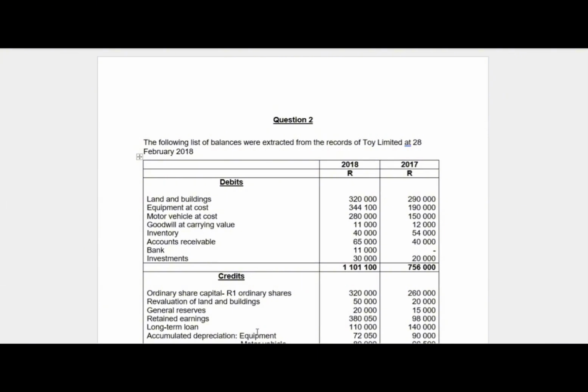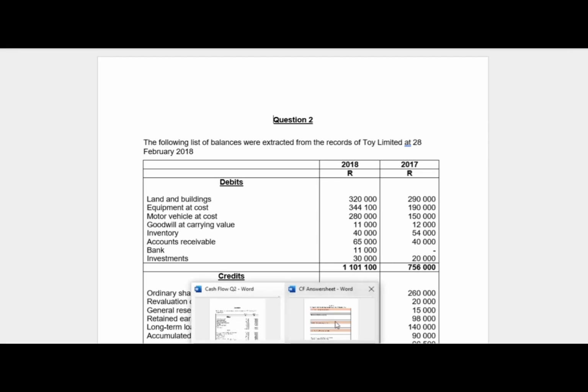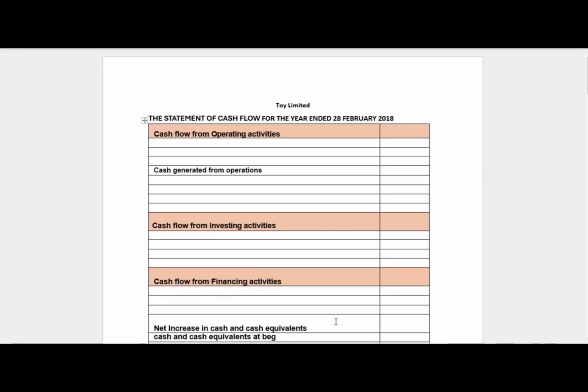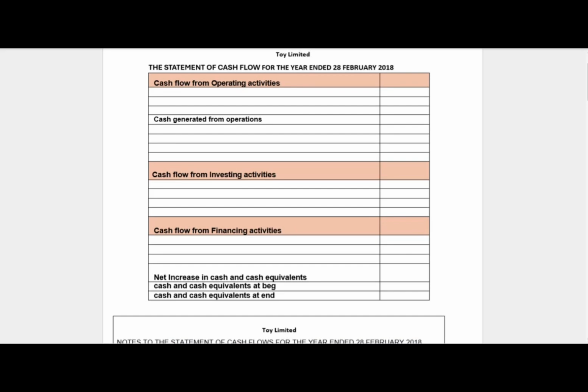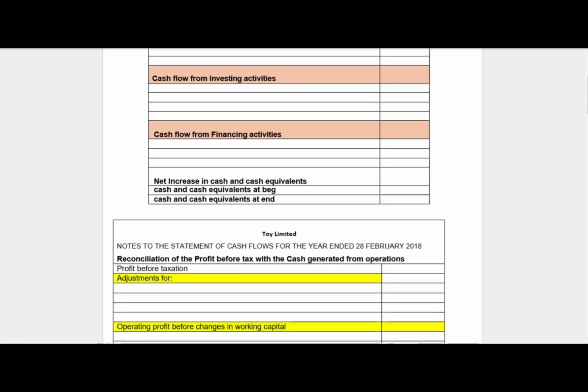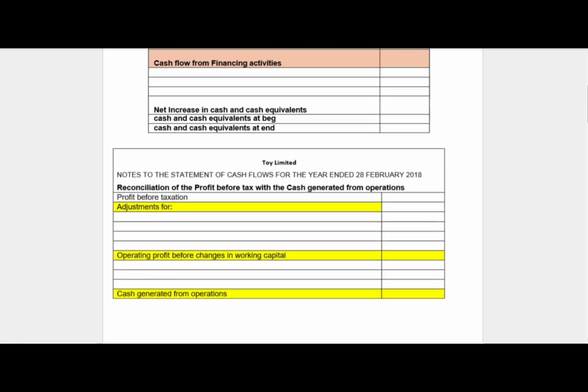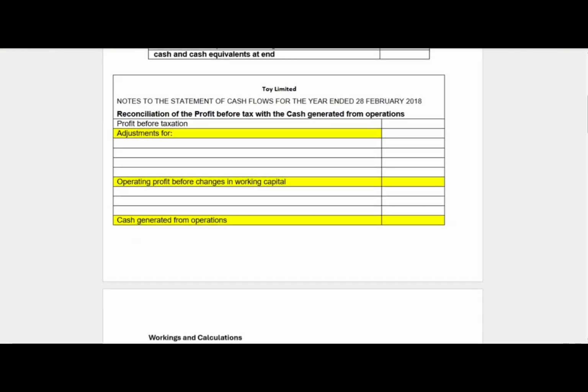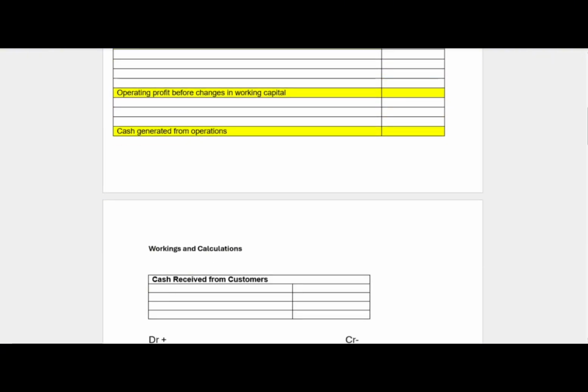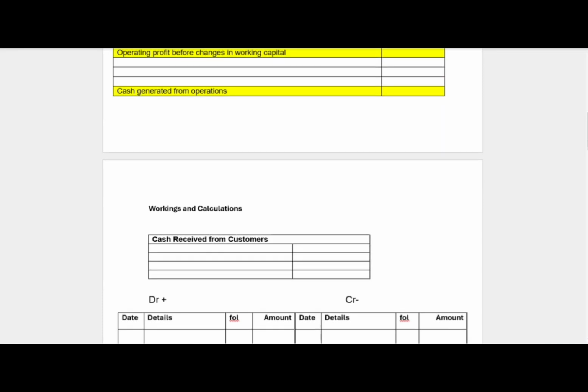Today, we will be helping you with the second part of the cash flow, our question 2 for the cash flow statement. First, we're going to go through the question. After going through the question, we will apply our recordings and calculations on our answer sheet right here. So this is our answer sheet. This is our cash flow format. Down there, we've got our format for the reconciliation of profit before tax with the cash generated from operations. We also have our workings and calculations down there that we need to do. So we are going to start now.